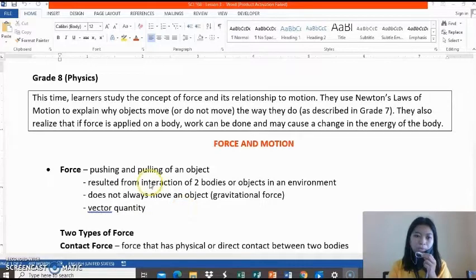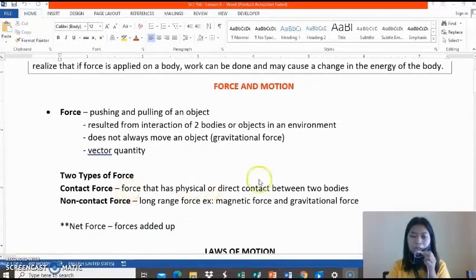So we have two types of force. The first one is contact force and the second one is non-contact force. When we say contact, there is a direct contact between two bodies, while non-contact forces are considered long-range forces. For example, there is magnetic force and gravitational force.